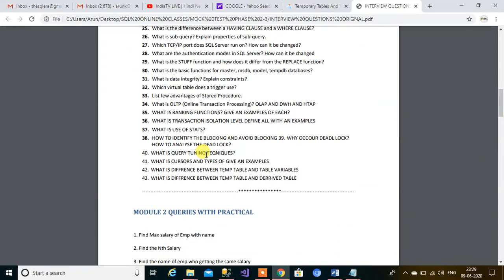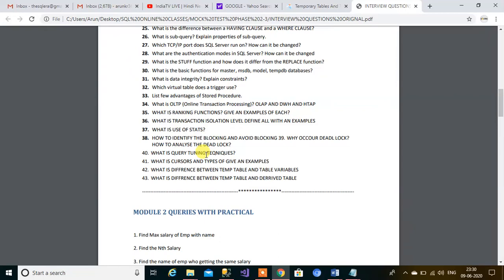What are ranking functions? They are related to window functions also. Dense rank, all of these you need to know about. How do you get the rank of the employees? You can get the employees' ranks with the help of a ranking function.